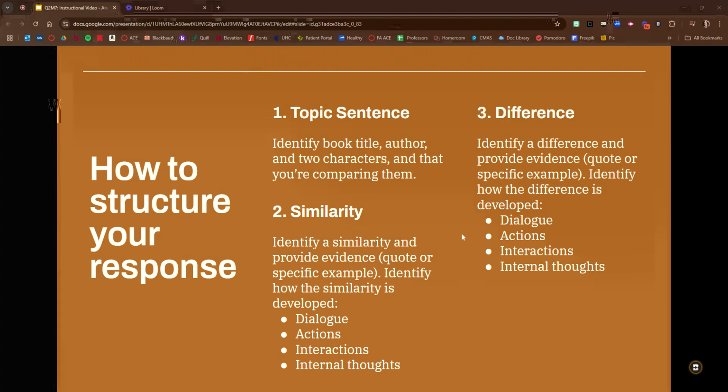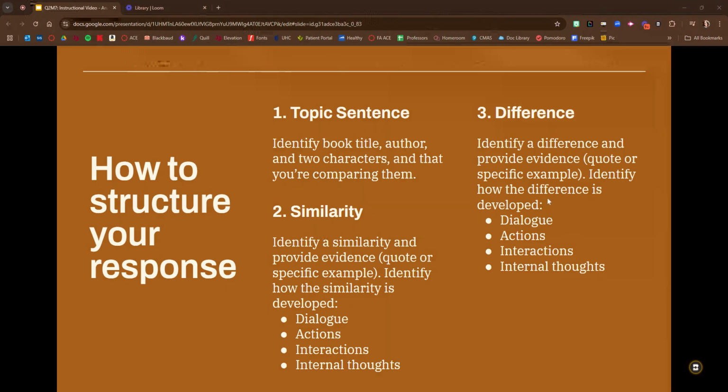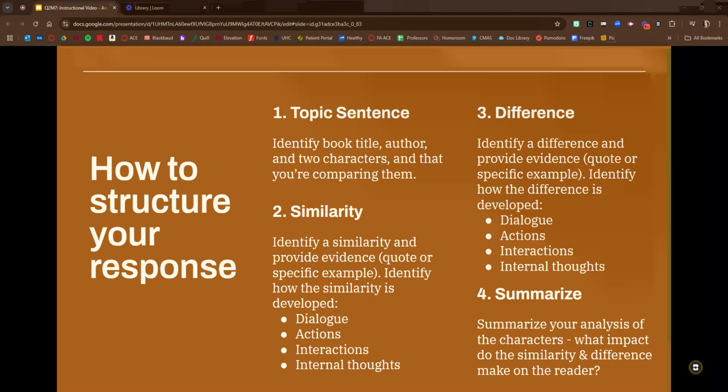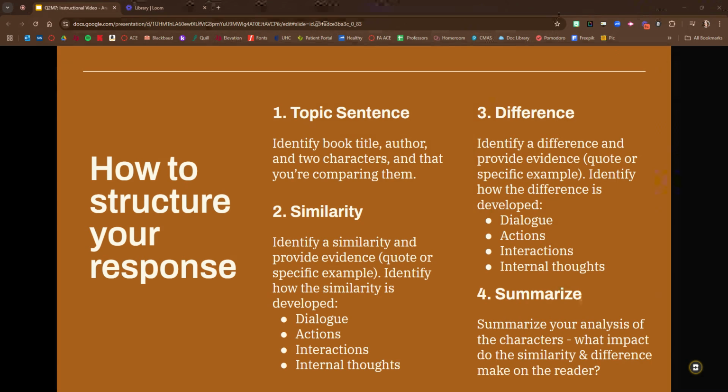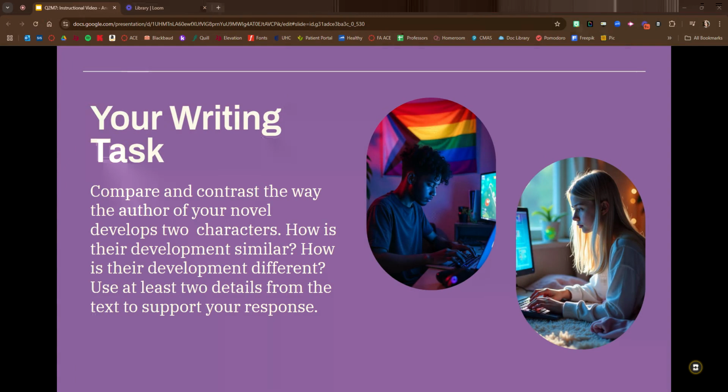In both of these sections, number 2 and number 3, you're going to need to include evidence. And again, evidence does not have to be a direct quote. It can be a specific example. Then you're going to end with a summary where you summarize your analysis and what impact the similarity and difference had on you as the reader. So our writing task again: compare and contrast the way the author of your novel develops 2 characters. How is their development similar? How is their development different? Use at least 2 details from the text to support your response.